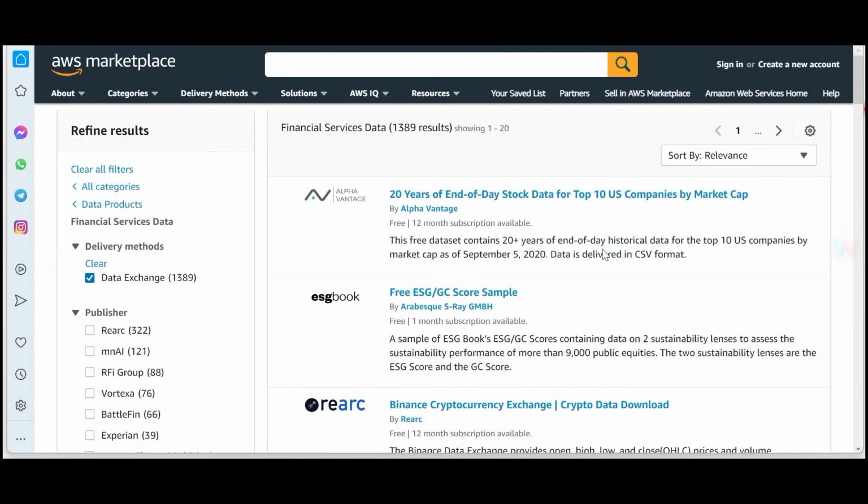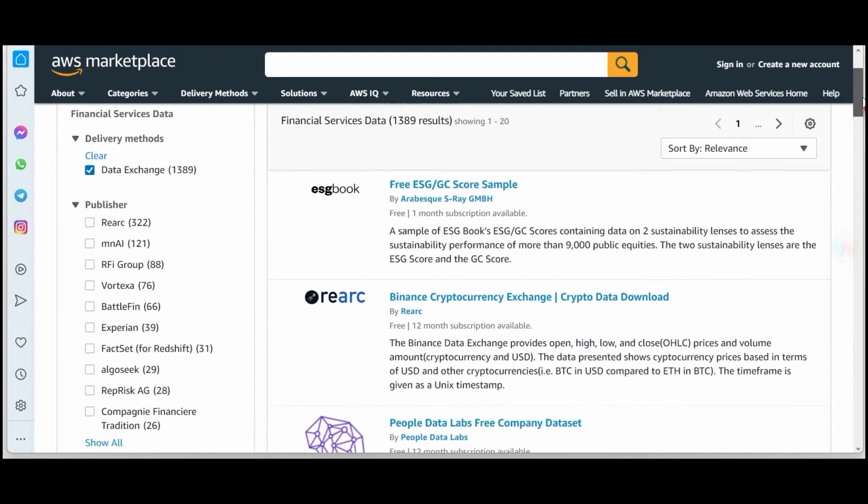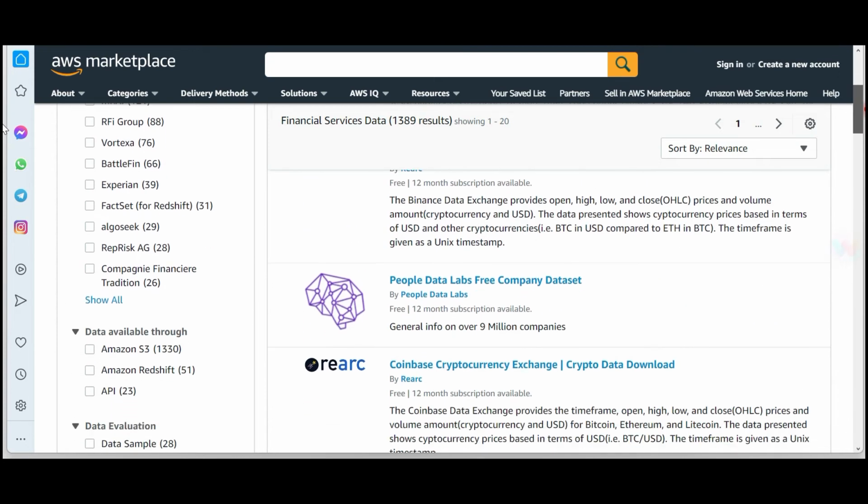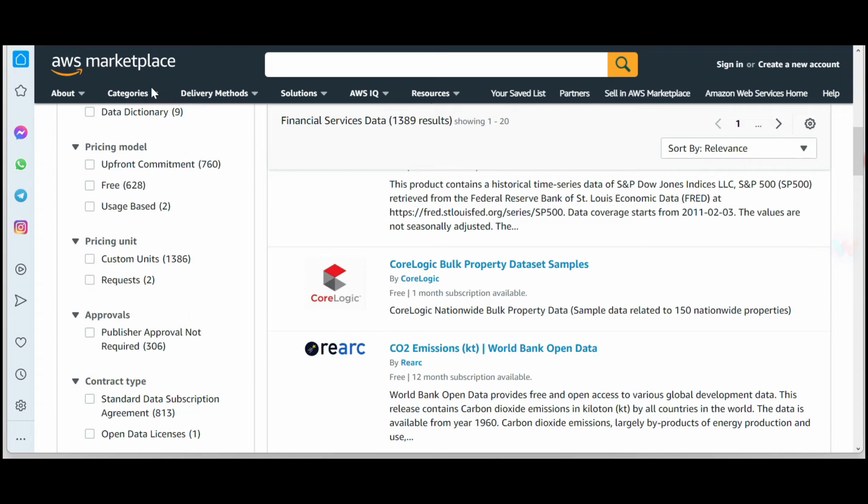Now let us look at some of the financial data sets. For example, in this case, 20 years of end of day stock data is available for the top 10 US companies. Okay, so you want to do some analysis and understand the trend for the last 20 years for the top companies and so on. You can directly use these data sets and perform your analysis, deep learning and so on. Similarly, there is something available for cryptocurrency exchange. You can use that. So there are so many solutions. Everything is available in the marketplace.